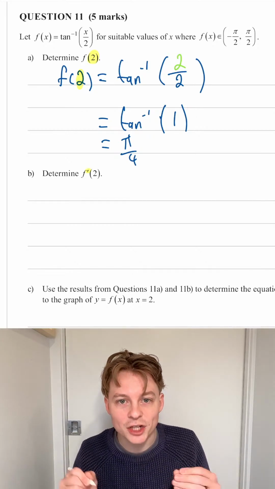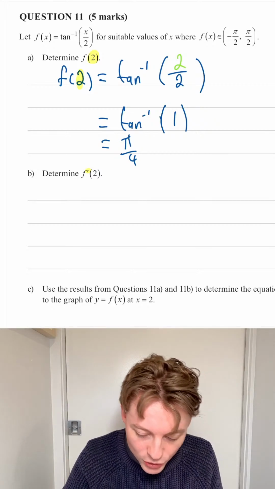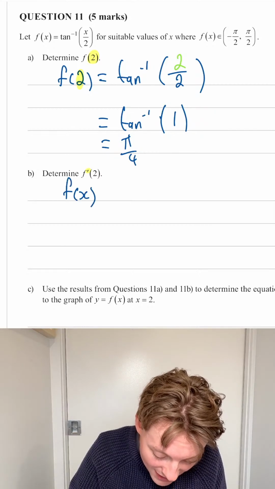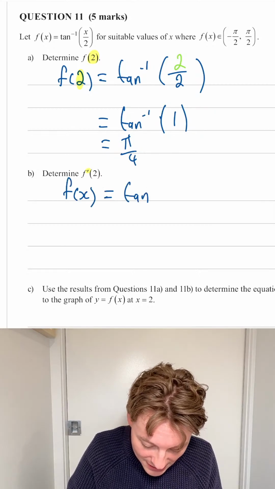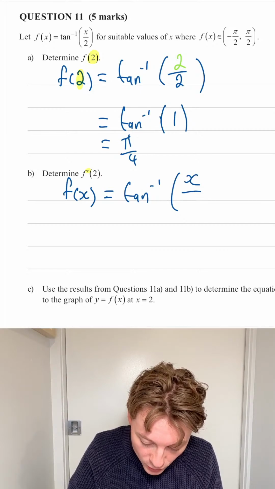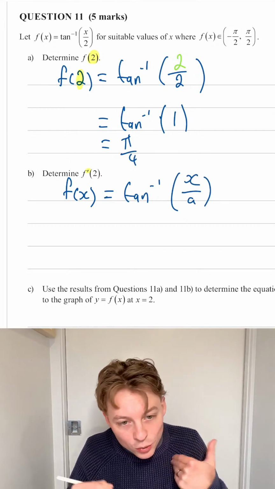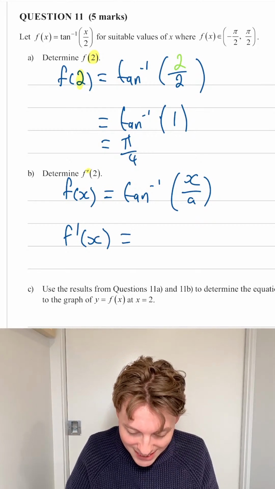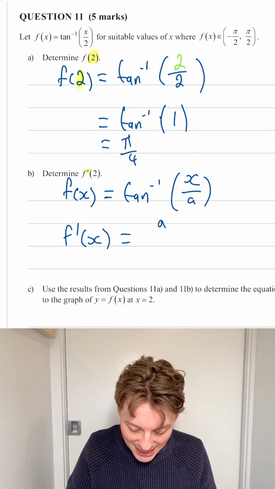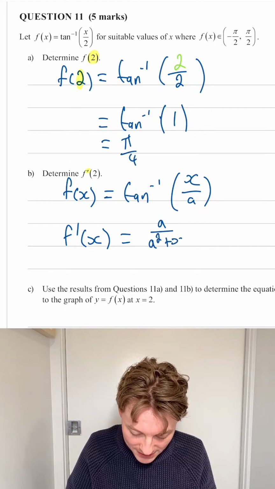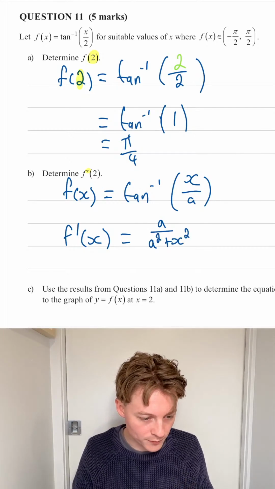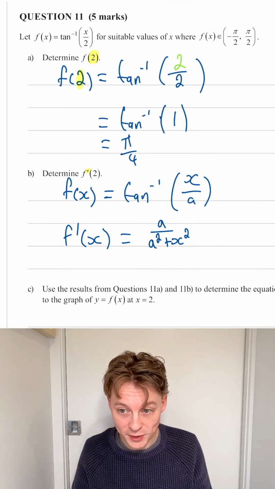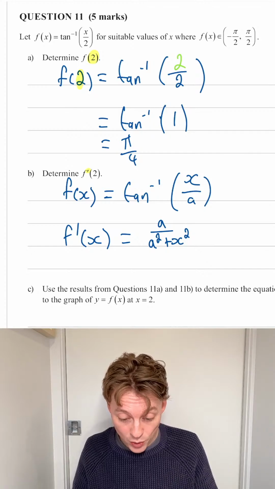That tiny little dash means I'm now differentiating. So I want to differentiate my function. For those of us that aren't aware, if my function is tan to the minus 1 of x over a, my rule for differentiating a function like this is that I get a over a squared plus x squared. That is normally the rule for my derivative. So, if this is my rule for my derivative, a in this question is going to be 2.